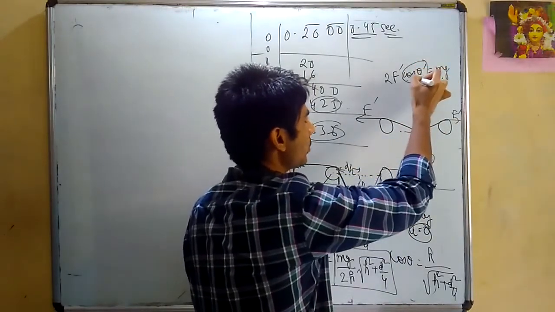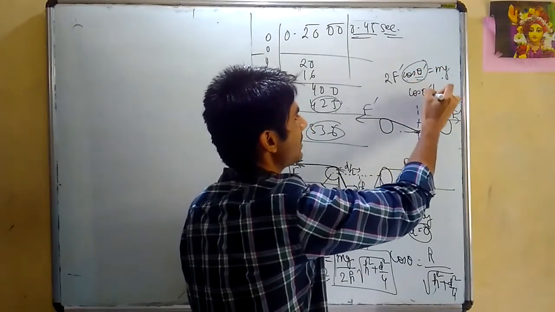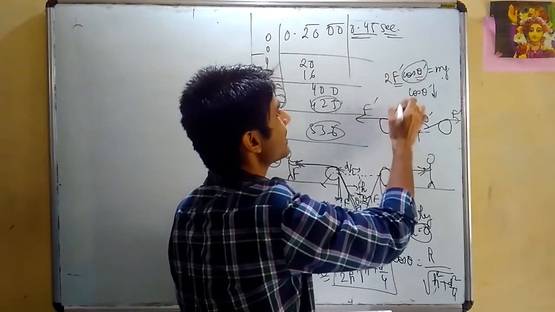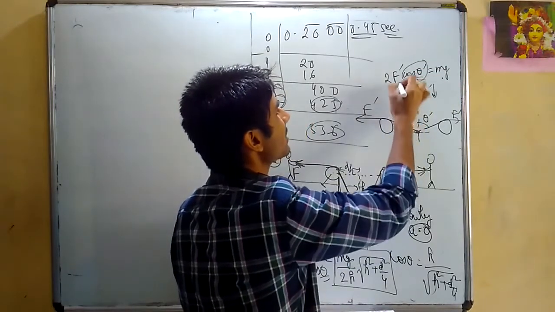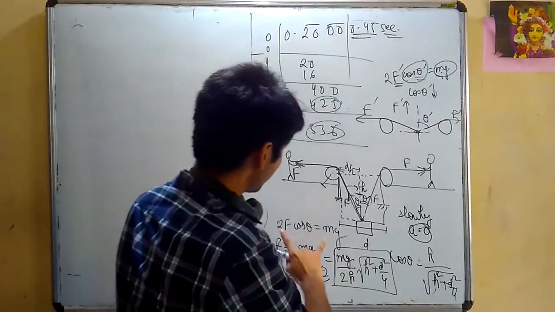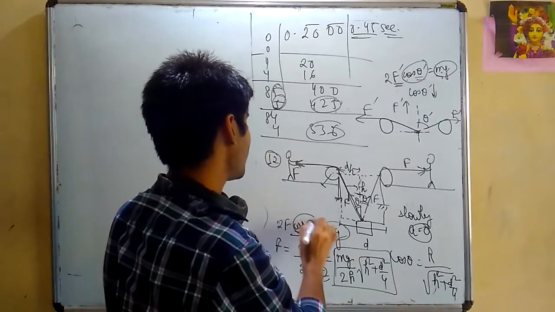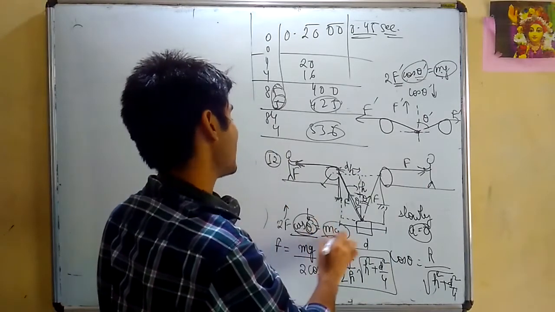If theta dash is more, cos theta dash will decrease. Therefore, I must increase F. This F must be large, so that the right side remains mg. In this equation also, the right side is always mg. But if you increase theta, cos theta will decrease. F must be increased to balance.